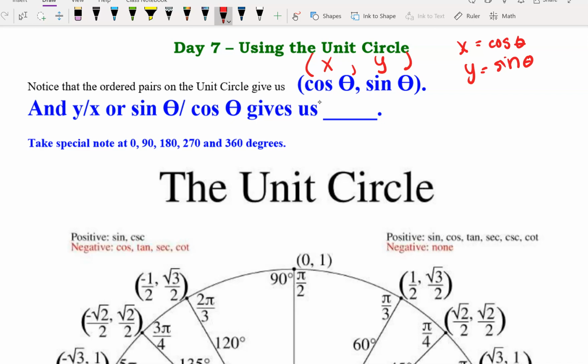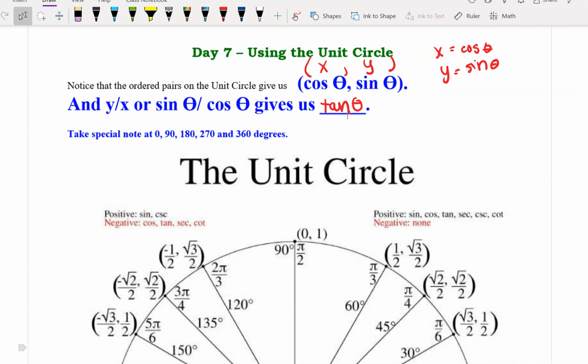And then something that we learned earlier is that sine over cosine is tangent. So if you want to find tangent of an angle using your unit circle, you can just do sine over cosine, which is the same as y over x, since y is sine and x is cosine.